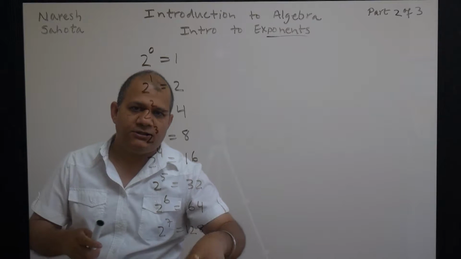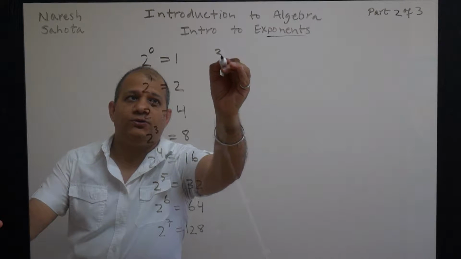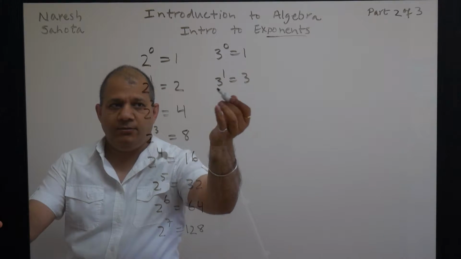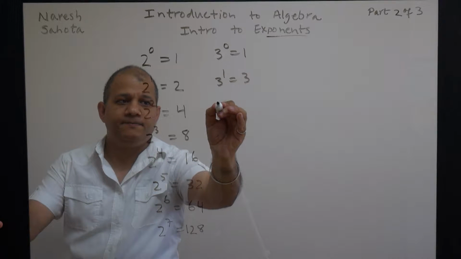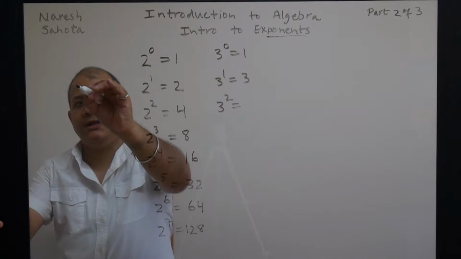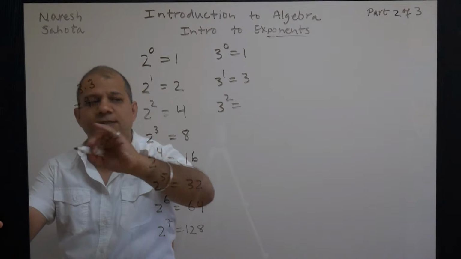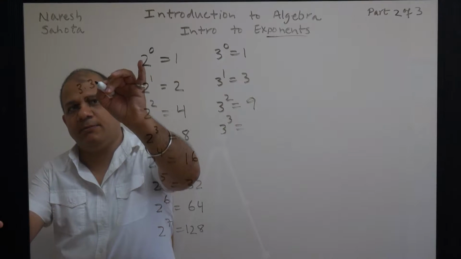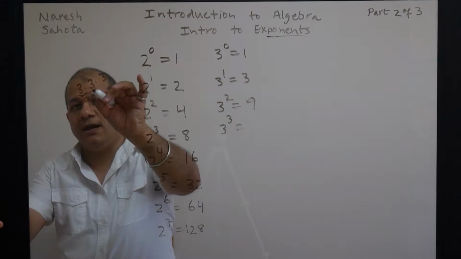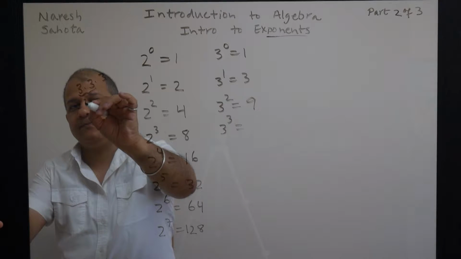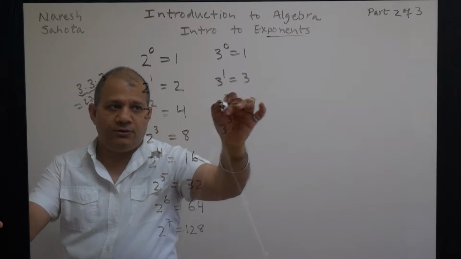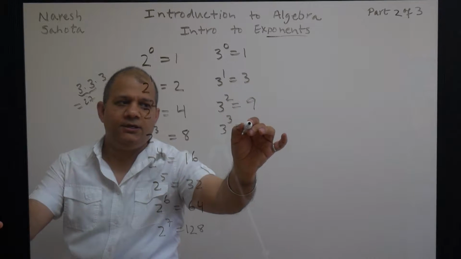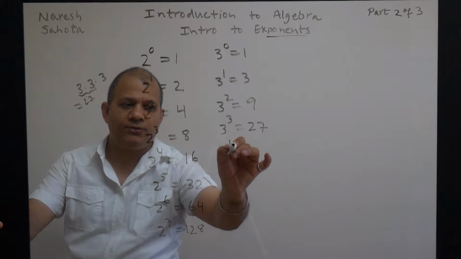Okay, now let's do something similar with the base of 3. 3 to the 0 is 1. 3 to the 1 is simply 3, since we're multiplying 3 only once. 3 squared means we're multiplying 3 twice, so 3 times 3 is 9. What about 3 to the 3? We're multiplying by another 3. We already know this is 9, and 9 times 3 is 27. Or you can look here: 3 squared was 9, so 3 cubed would be 9 times another 3, which is 27.